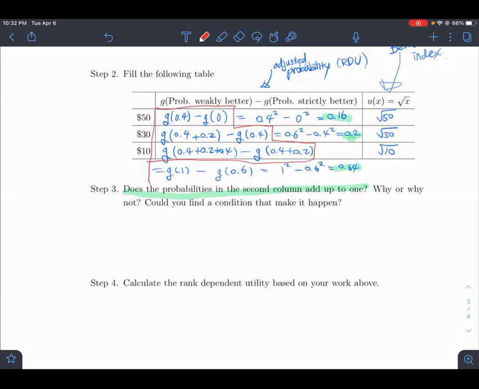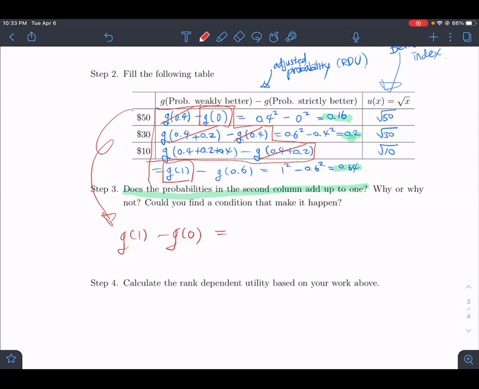We can see G of 0.4 is canceled out with this one. G of 0.4 plus 0.2 is canceled out with this one, right? So if I add up all of the guys here, then I will ultimately have G of 1 here, G of 0 here. So this is what I get if I add up all of the adjusted probabilities in the rank-dependent utility.